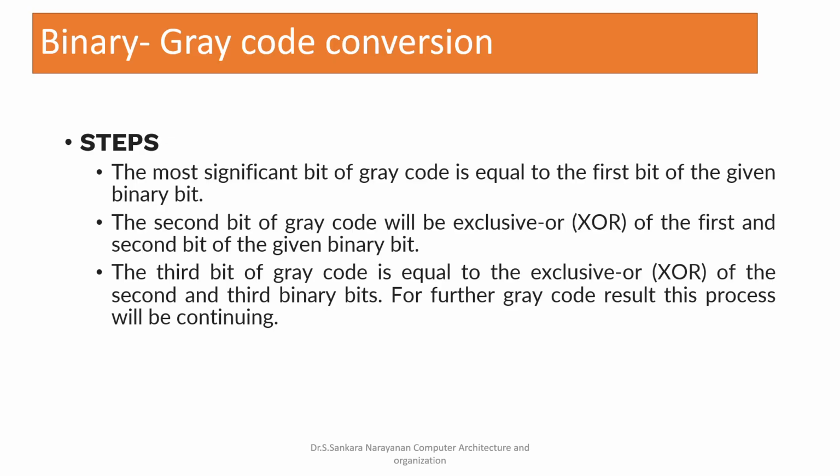These are the steps for binary to gray code conversion. Step 1: the most significant bit of the gray code is equal to the first bit of the given binary bit. The second bit of the gray code will be the exclusive OR of the first and second bit of the given binary bit. Again, the third bit of the gray code is equal to the exclusive OR of the second and third binary bits. For the further gray code result, this process will continue.